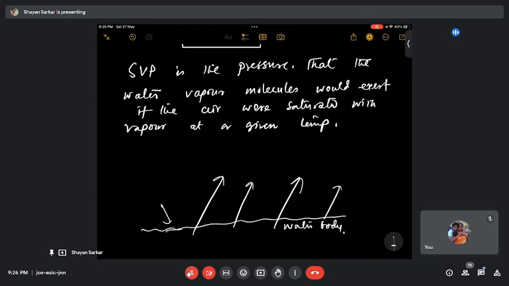Okay, so as a result, the more the temperature, the more water molecules will escape from this water body. Because more temperature means they will have more velocity. They will get the opportunity to get out of it. So we need more water vapor to saturate the air. Yes or not? Okay, clear?